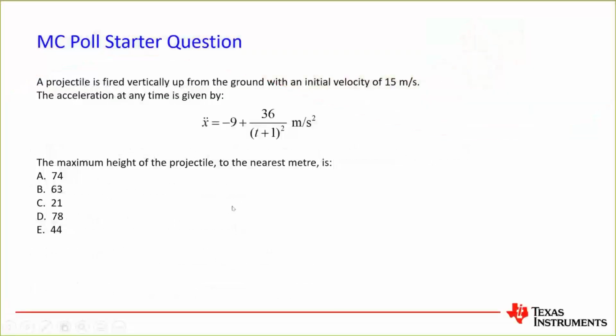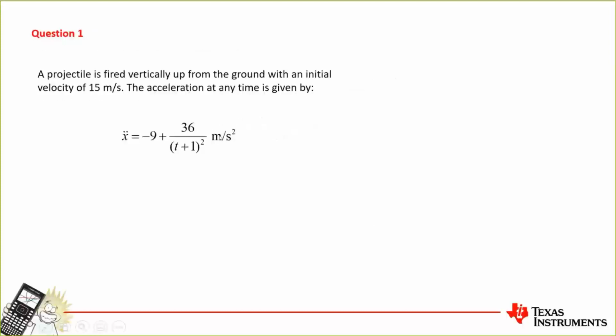So the whole question was about the projectile, which was fired vertically up from the ground. We know initial velocity was 15 meters per second, and this is the acceleration. So assuming that x is vertically up, x double dot is another notation for acceleration, x single dot for velocity. In kinematics, we can also say v in t, a in t, and x in t. So we'll start our question today with this problem.